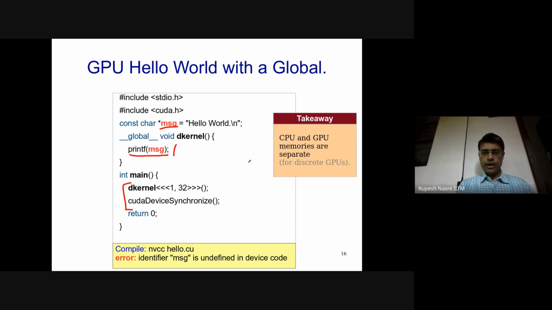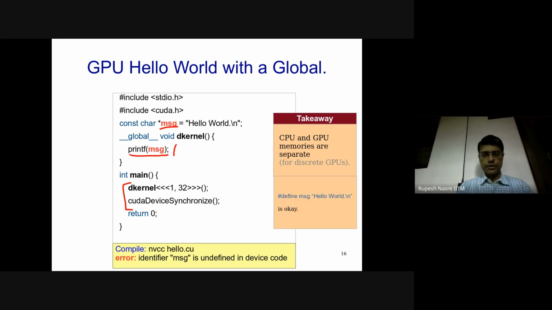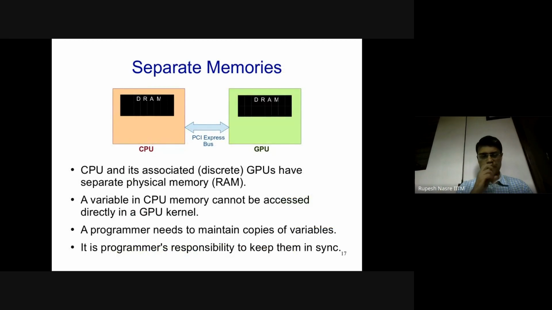Okay, so our takeaway is that CPU and GPU memories are separate, and there exist GPUs called integrated GPUs where the CPU and GPU memories might be shared, but by and large we are going to look at the server-end GPUs where the GPUs are separate. In contrast, if you do a hash define, then that should be okay because it's just a string replace. It's not a separate variable.